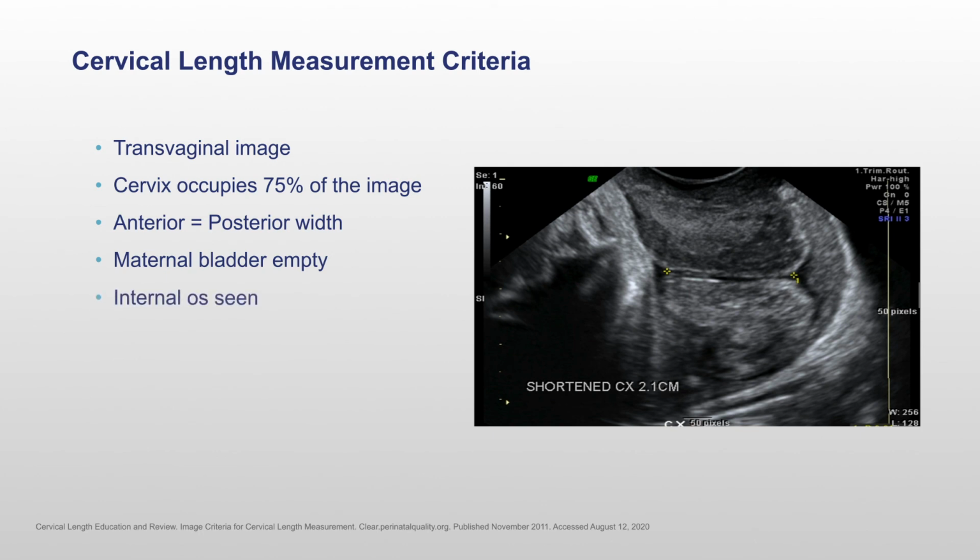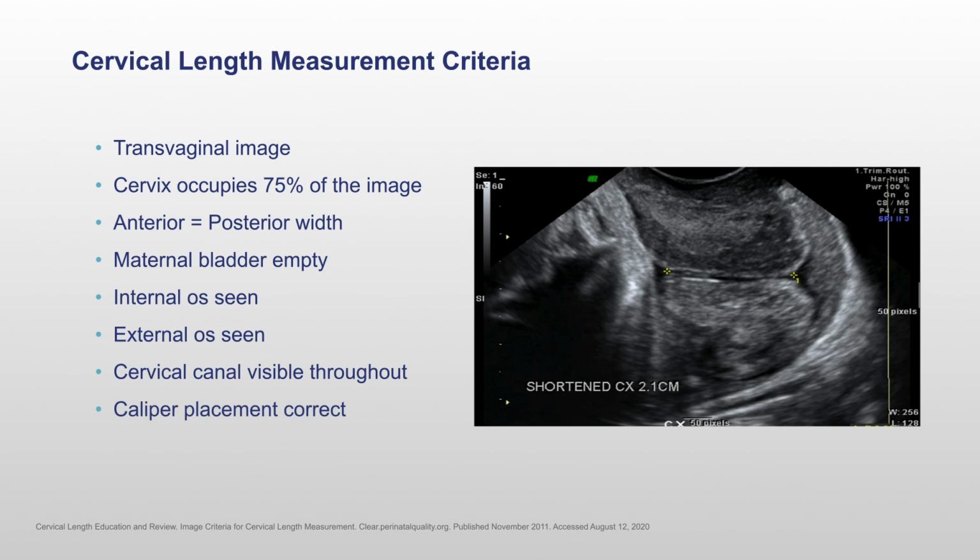Make sure that you can see the internal cervical os and the external cervical os clearly. And we should be able to see the entire canal with very, very good visibility. Make sure you also put your calipers on the correct places. We don't want to measure the head, we don't want to measure the vagina, we want to measure the internal cervical os to the external cervical os. That is the cervical length.